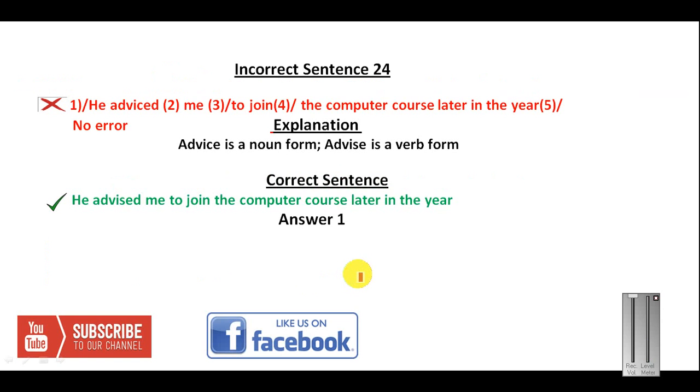Next question. He advised me to join the computer course later in the year. Here the error is in this word. This is the noun form, and a noun form cannot be used as a verb. The verb form of advice is advise. So here you have to replace "advice" with "advised." This question is also very important.